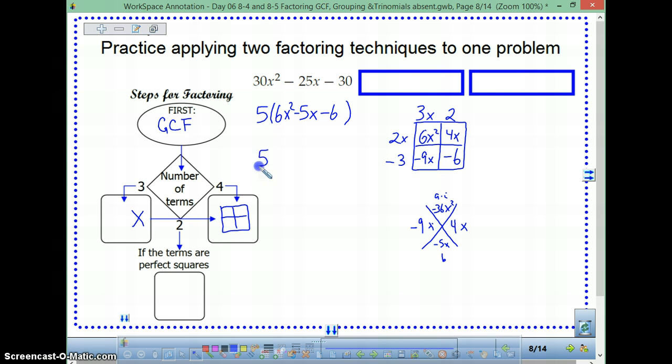Our first factor is a 5. Second factor is 3x plus 2 from the top. Third factor is 2x minus 3. This is the answer.